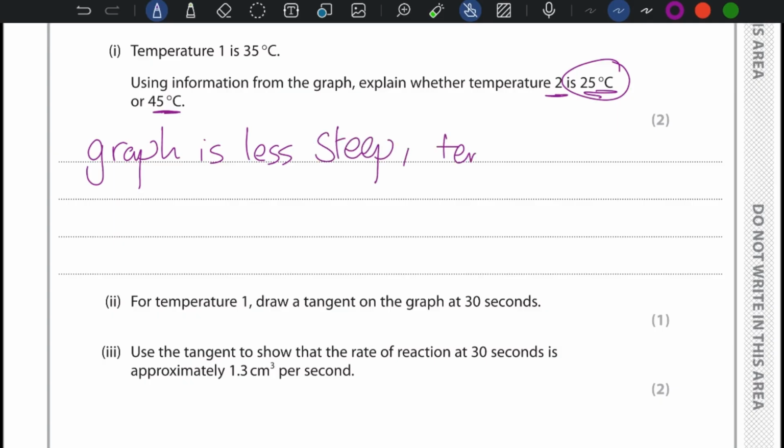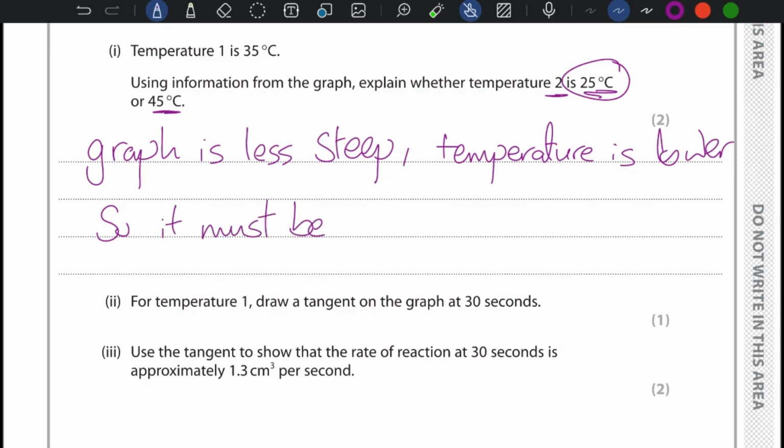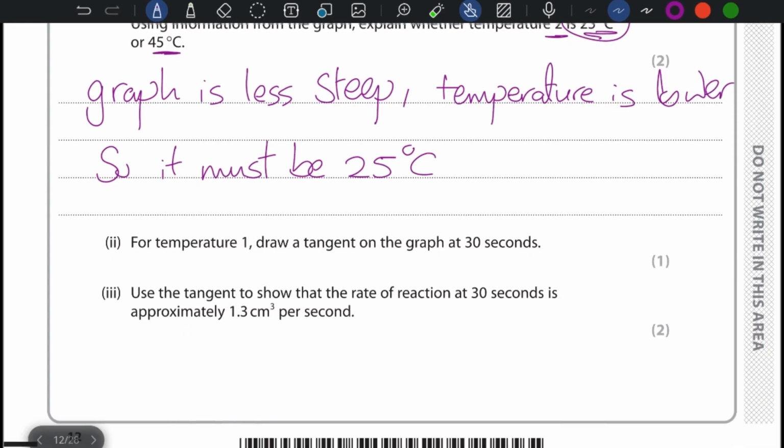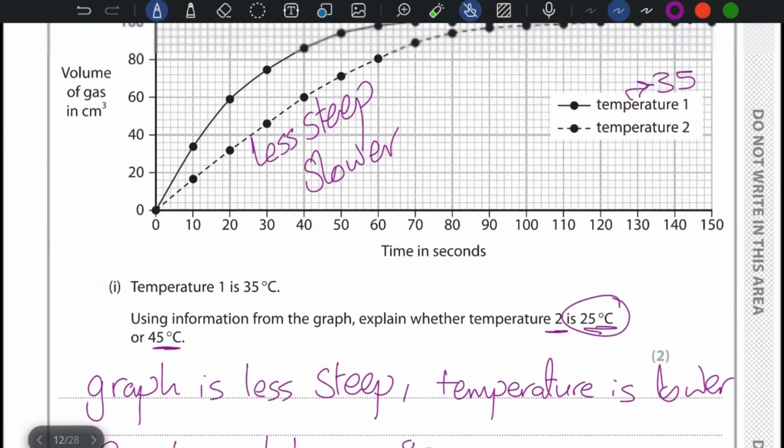So temperature is lower. So it must be 25 degrees Celsius. Next question, for temperature 1, draw a tangent on the graph at 30 seconds.